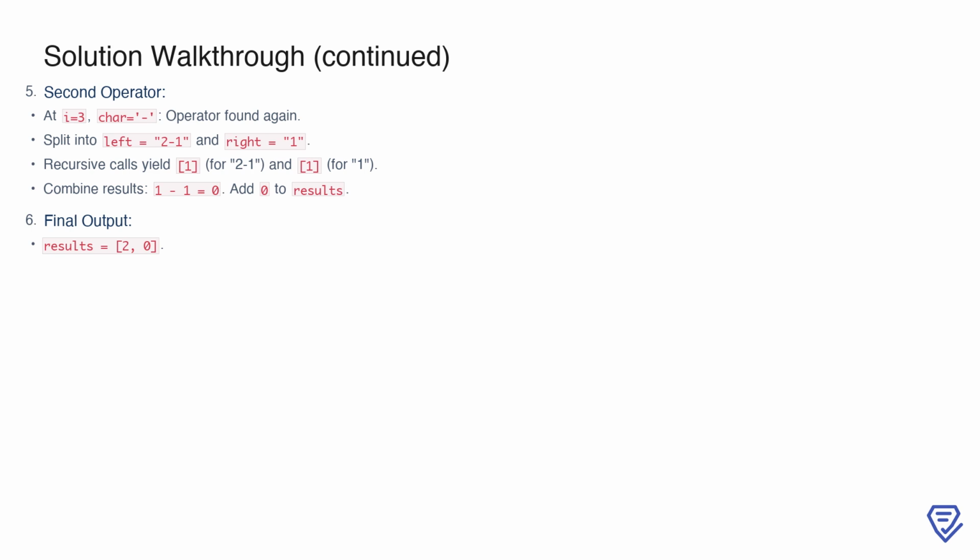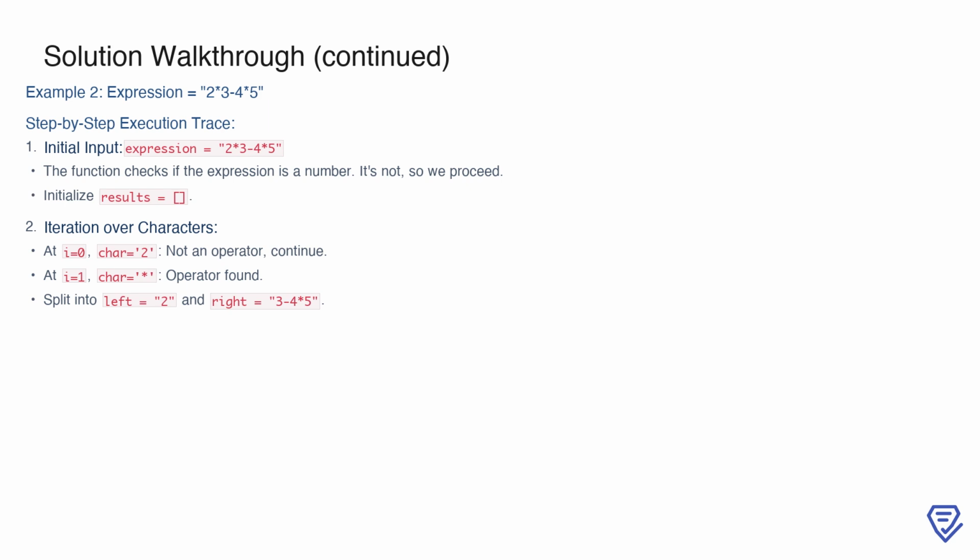These calls return 2 and 1, which are combined with the dash operator to produce 1. For the right subexpression 1, the function directly returns 1 since it's a number. Combining these results using the second dash operator gives 1 minus 1 is equal to 0, which is added to the results list. At the end of this process, the final output for the expression 2-1-1 is 2, 0.